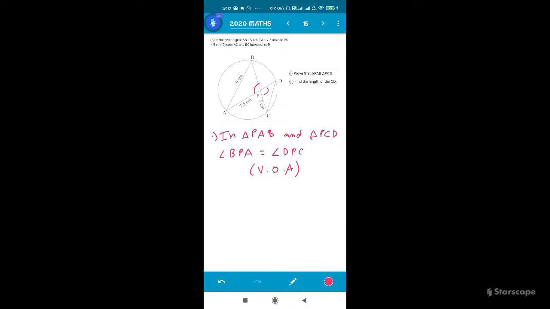Similarly, now let us find some other angle which is equal, so that we can prove similarity. Otherwise, we cannot. Let's see.